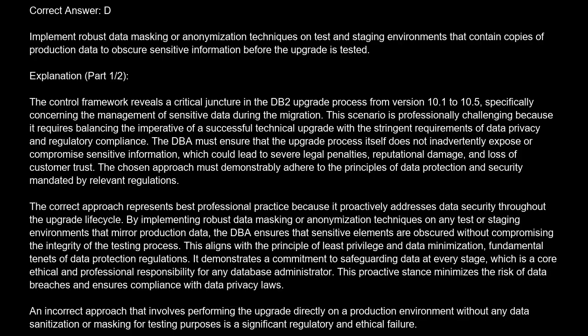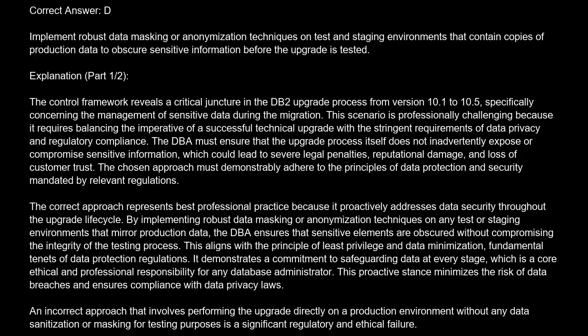The correct approach represents best professional practice because it proactively addresses data security throughout the upgrade lifecycle. By implementing robust data masking or anonymization techniques on any test or staging environments that mirror production data, the DBA ensures that sensitive elements are obscured without compromising the integrity of the testing process. This aligns with the principle of least privilege and data minimization, fundamental tenets of data protection regulations. It demonstrates a commitment to safeguarding data at every stage, which is a core ethical and professional responsibility for any database administrator. This proactive stance minimizes the risk of data breaches and ensures compliance with data privacy laws.